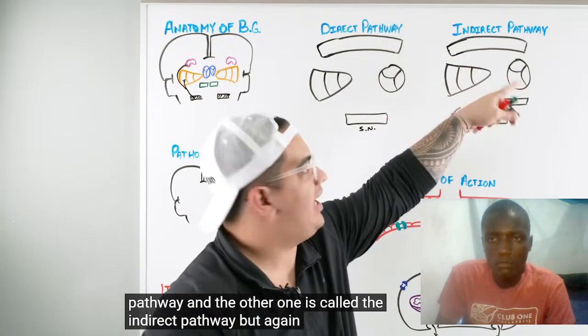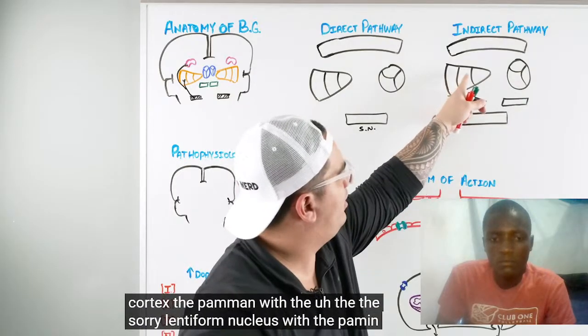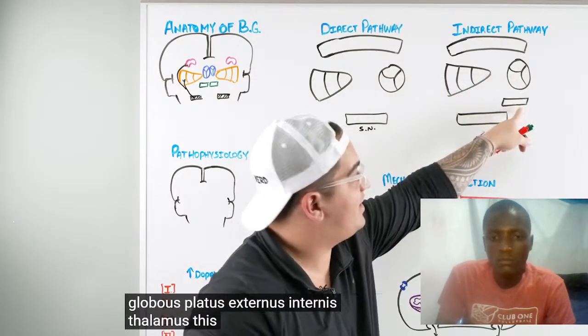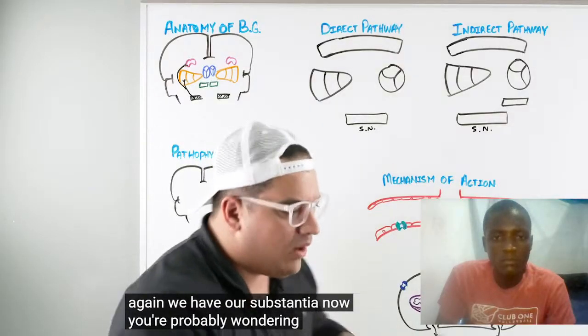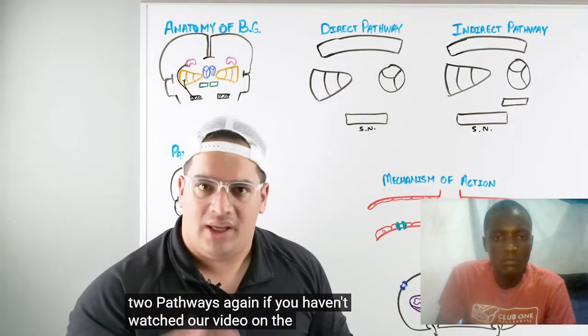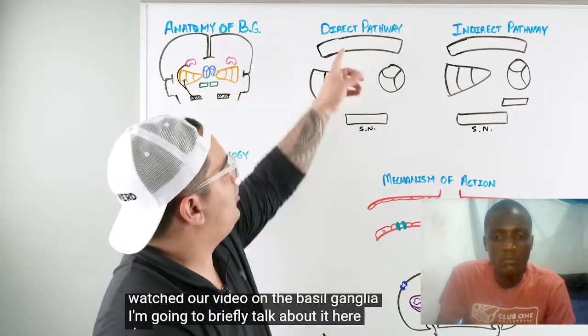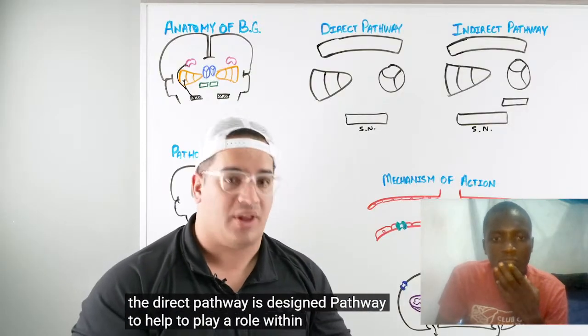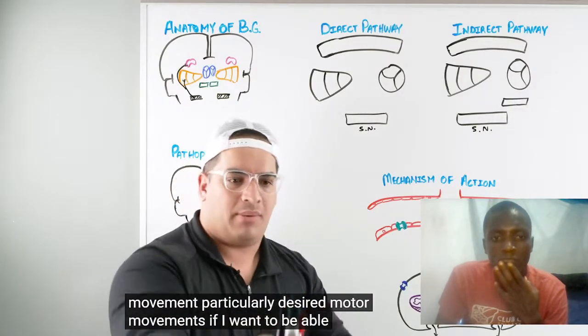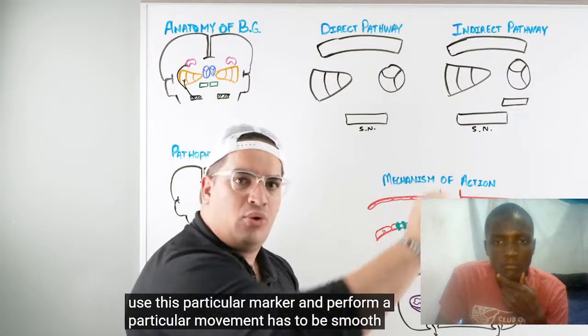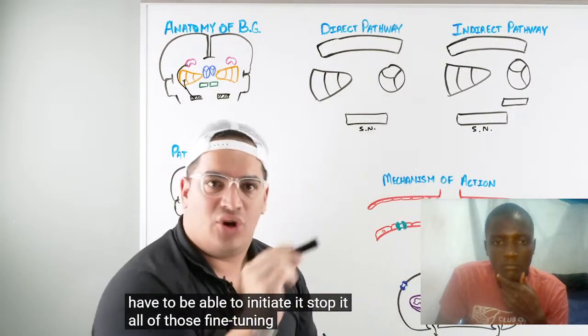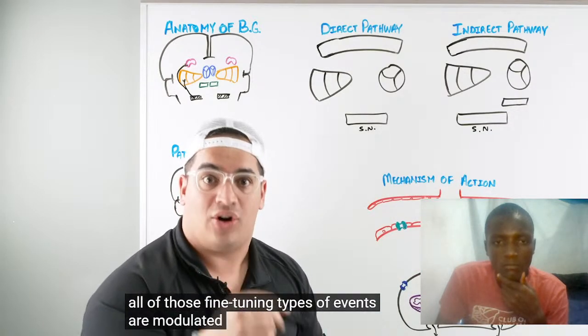But again, we have the cortex, the lentiform nucleus with the putamen, globus pallidus externus, internus, thalamus. This is subthalamus, and again we have our substantia nigra. Now you're probably wondering why is there two pathways. Again, if you haven't watched our video on the basal ganglia, I'm going to briefly talk about it here. The direct pathway is designed to play a role within motor movement, particularly desired motor movements. If I want to be able to pick up this particular marker and perform a particular movement, it has to be smooth, I have to be able to initiate it, stop it. All of those fine-tuning types of events are modulated via the direct pathway.